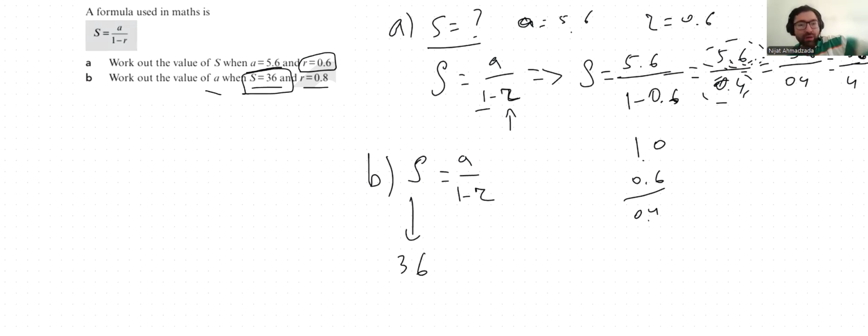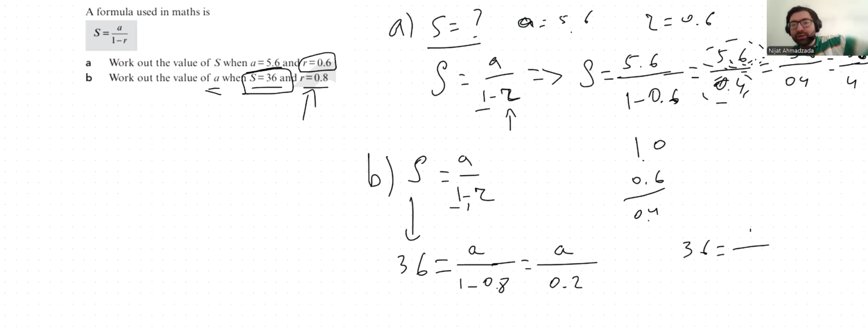Instead of the equal sign, I'm not changing it. Instead of A, I don't know A, so I'm not going to change it. Instead of 1, well, it is what it is. Negative, minus, it is what it is. R, it is given. So it's not what it is, it's 0.8. Now I'm going to work it out a little bit. So it means that A, 1 minus 0.8. So it should be 0.2. So now we got it. 36 is equal to A over 0.2.